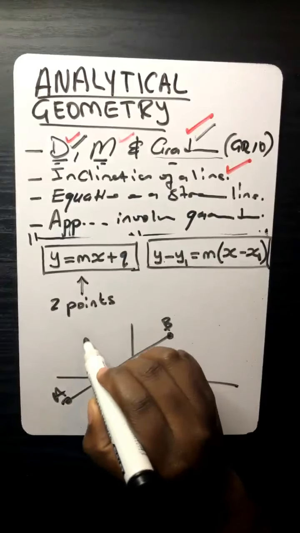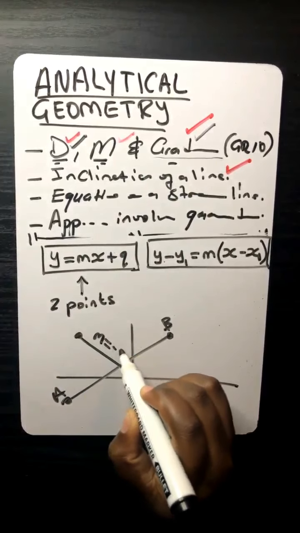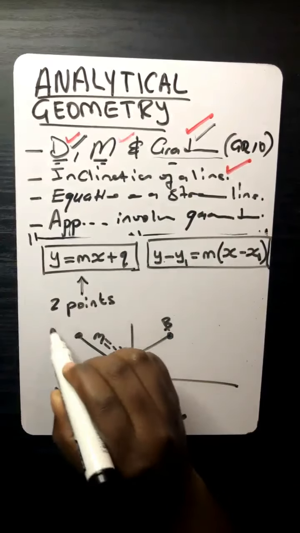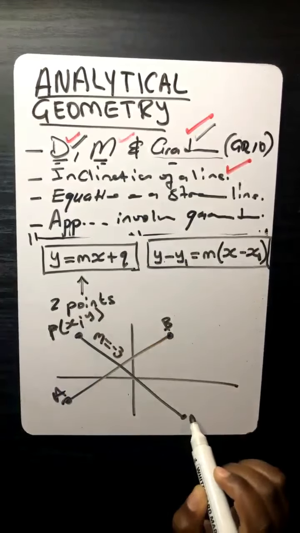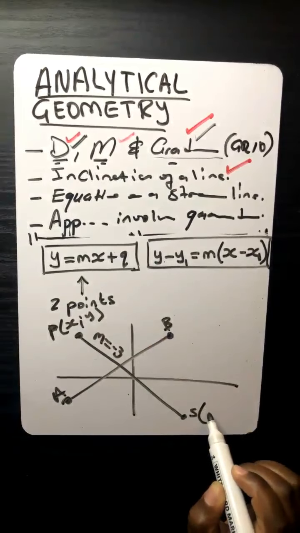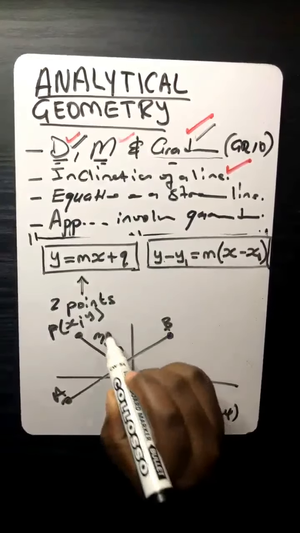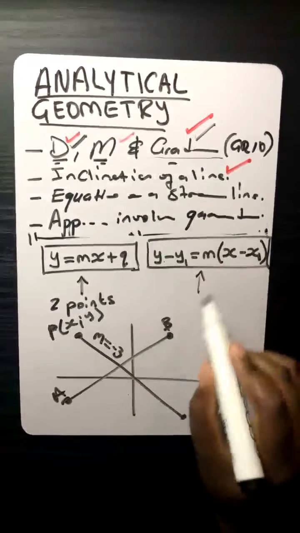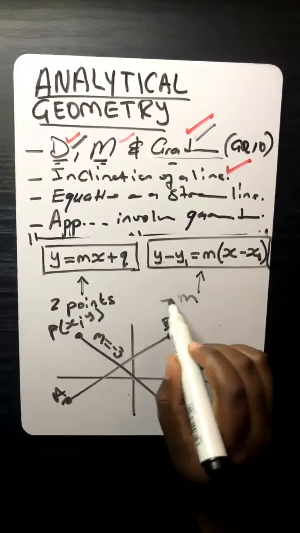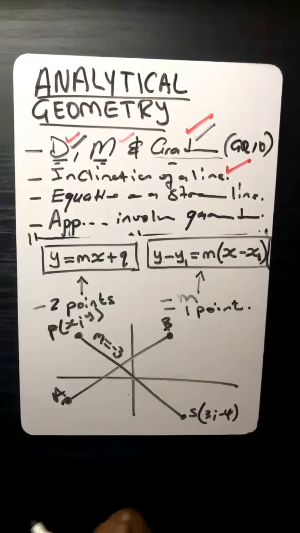But let's say for some reason there is a straight line and they say the gradient is equal to -3, and they say this is point P, which is x and y. That point is point S, for example, which is (3, -4). So because you have the gradient and 1 point, then you can use that formula. So that means you use this formula when you're given the gradient and 1 point. I hope that makes perfect sense.